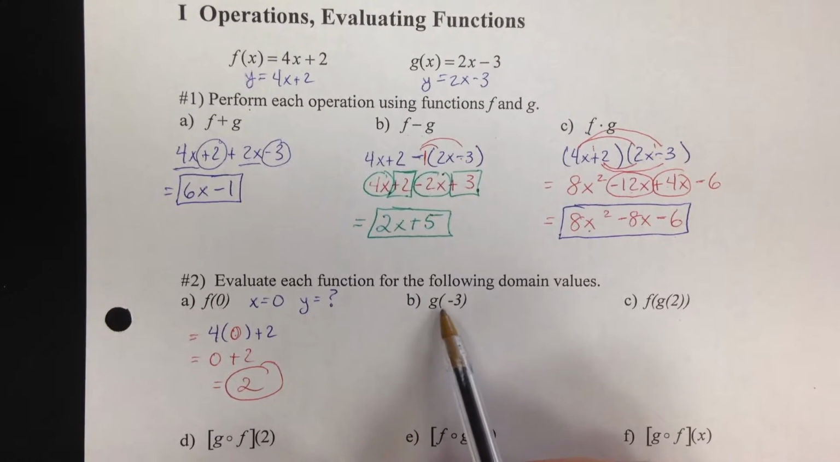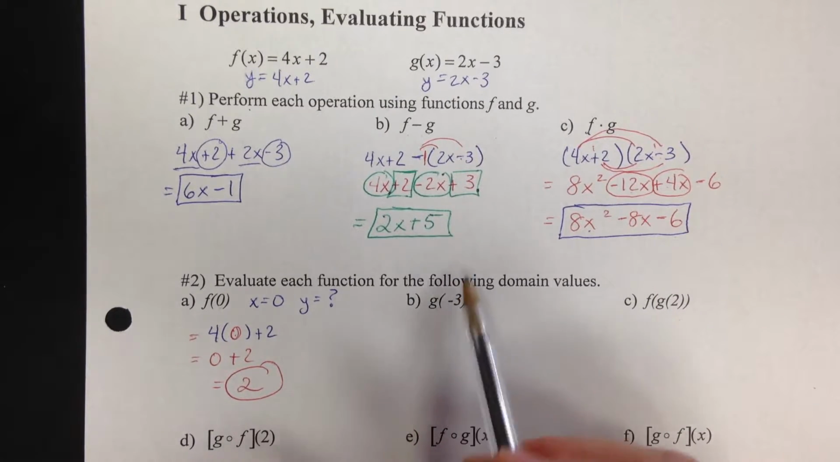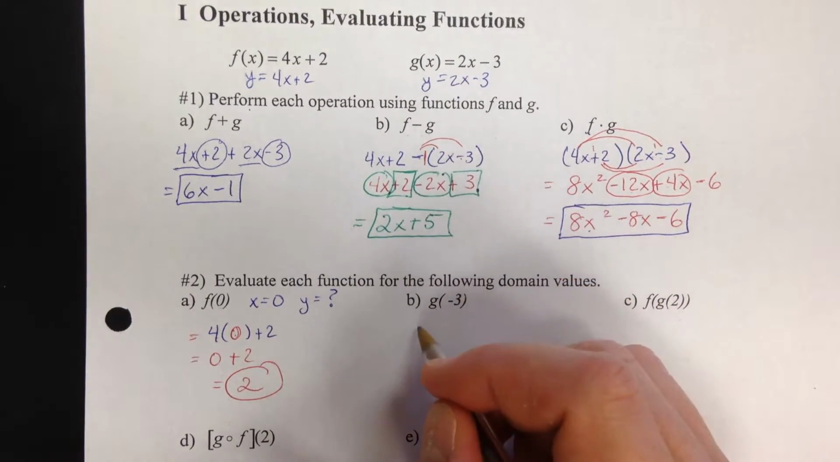g of negative 3, so we're going to go to the g function, which was 2x minus 3.